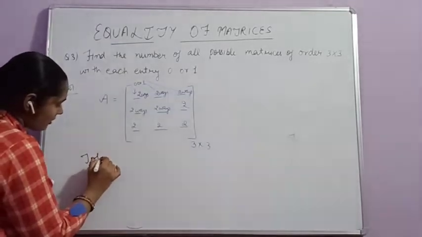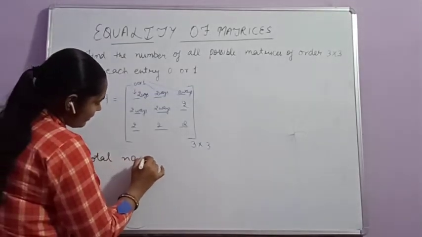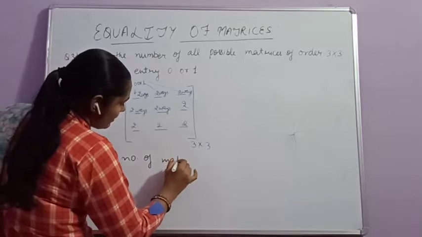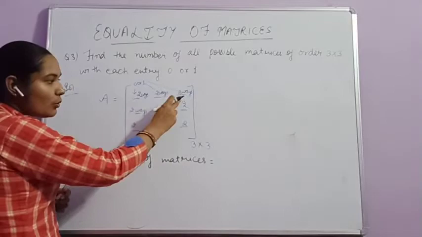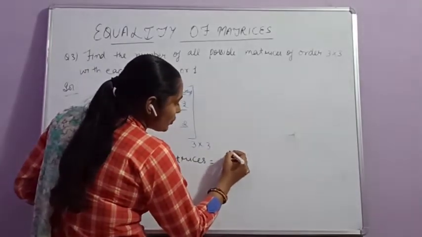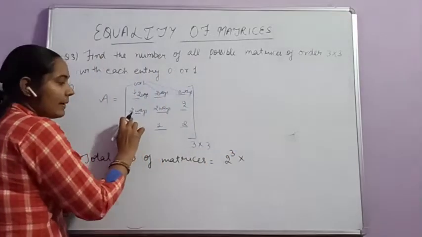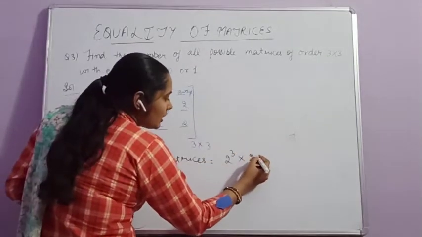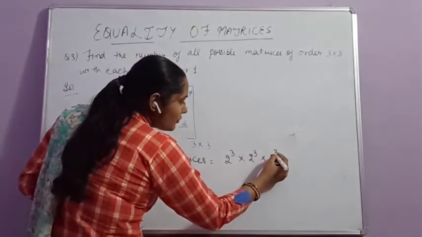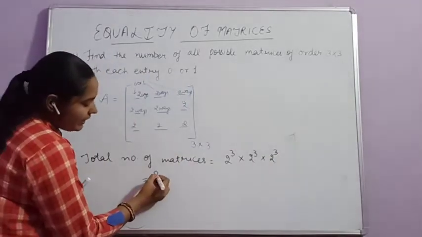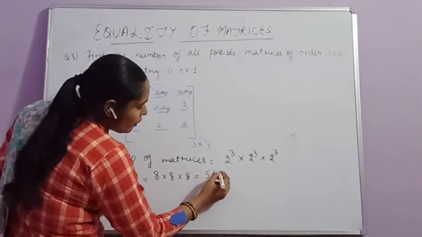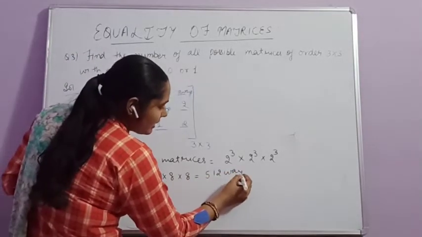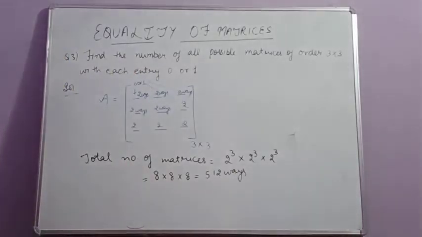Then the total number of ways. Total number of matrices will be 2 multiply with 2 multiply with 2. That is equal to 2 raised to the power 3, multiply with 2 raised to the power 3, multiply with 2 raised to the power 3. Clear? That is equal to 8 multiply with 8 multiply with 8. That is equal to 512 ways. It means the number of matrices will be 512. Clear?